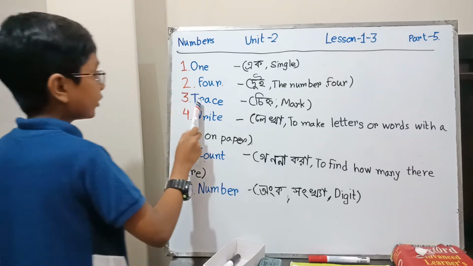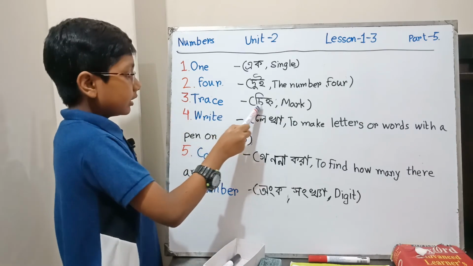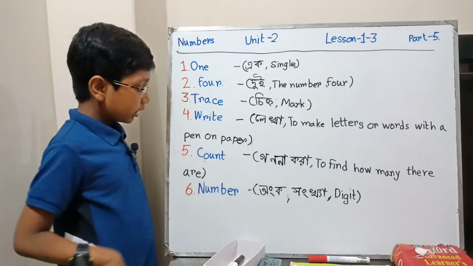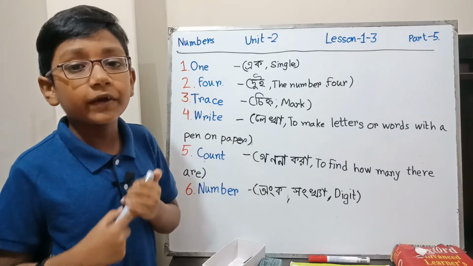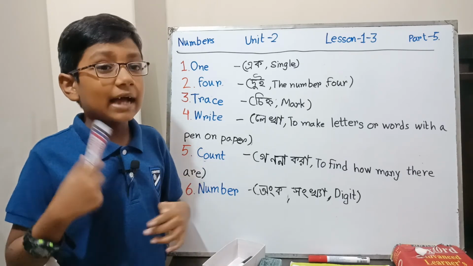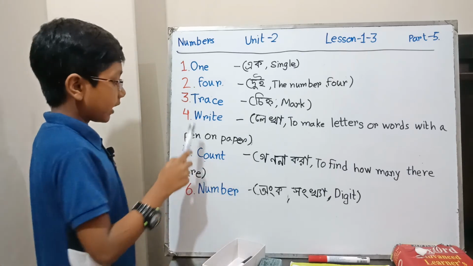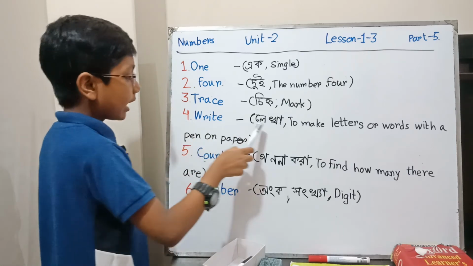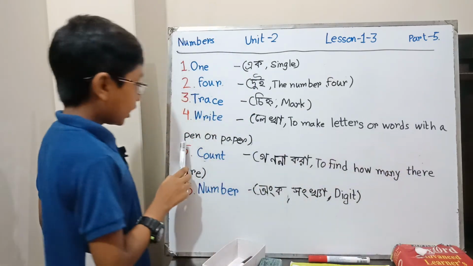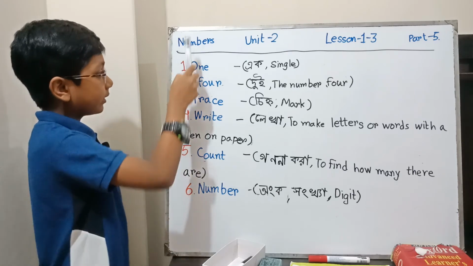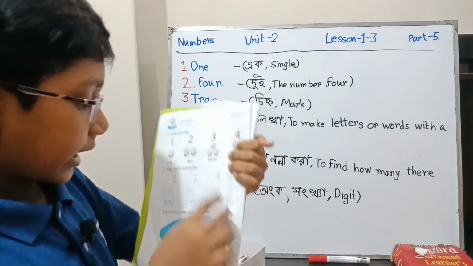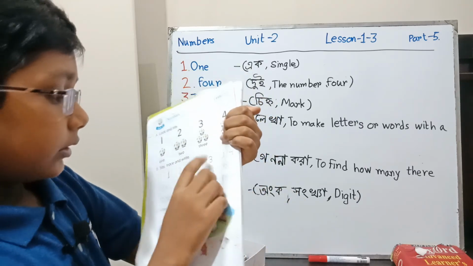So next, we got trace and write. Here, trace means chinno, mark. I mark here, right, 2, 3, 4. So let's end the video very fast, because I'm doing it so fast. So, 4, number right. Lekha, to make letters or words with a pen or paper. So, like, I have paper and this is printed. That means it's also written. Like, I wrote this. Like this.